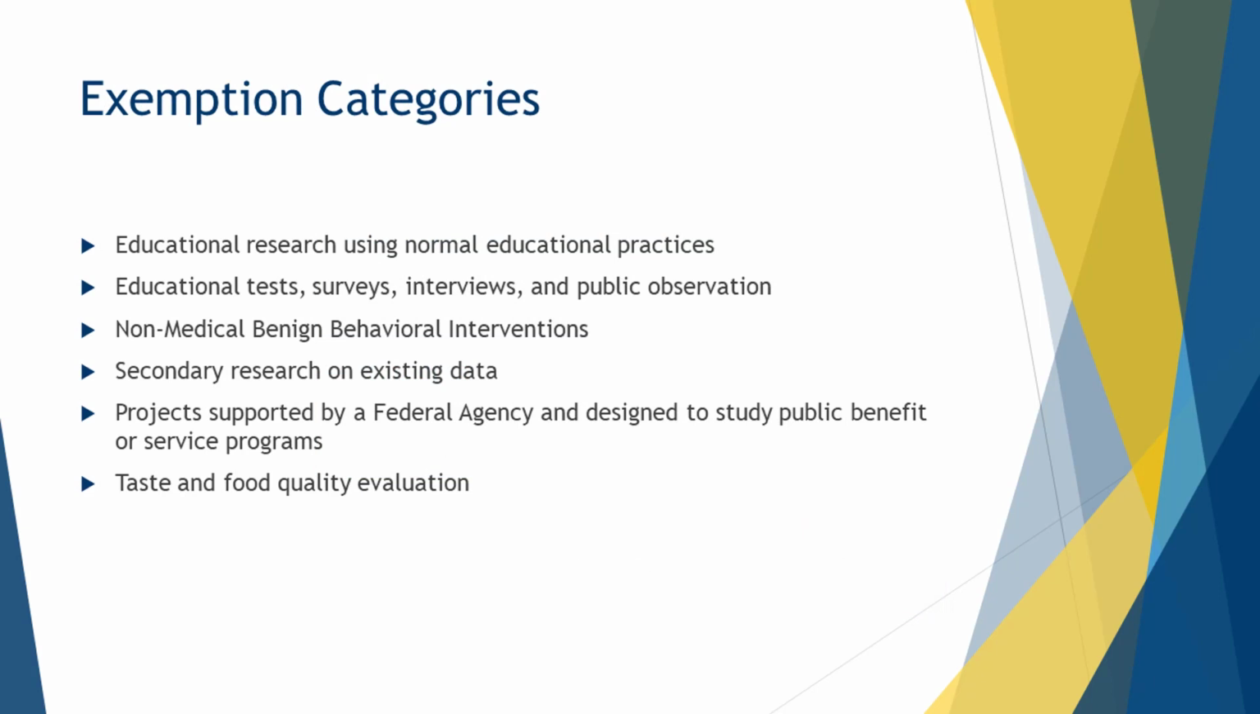Okay, there are 6 categories of exemptions as defined in the federal regulations. These 6 categories are here. I'm going to read them for you, and then we will look at each one of these more closely. So, educational research using normal educational practices, educational tests, surveys, interviews, and public observation, non-medical benign behavioral interventions, secondary research on existing data, projects supported by a federal agency and designed to study public benefit or service programs, and taste and food quality evaluation.